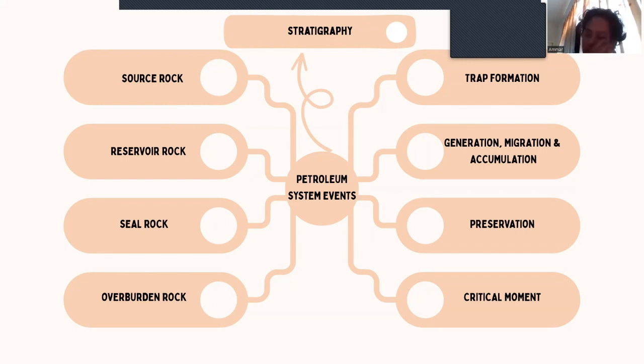So the two most important elements are the preservation and critical moment. The critical moment is the time that best depicts the generation, migration, and accumulation of hydrocarbon in a petroleum system. And the last one is preservation time, which is when a petroleum system begins immediately after the generation, migration, and accumulation processes occur and extends to the present day.